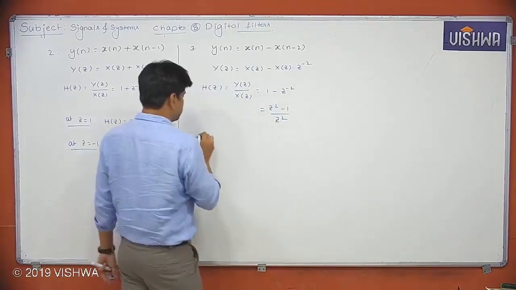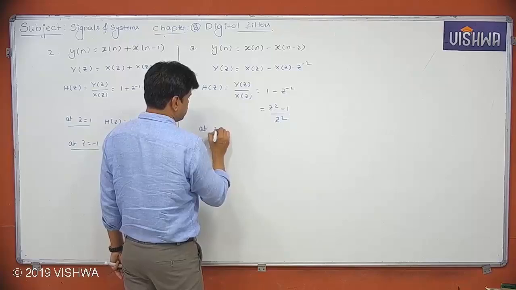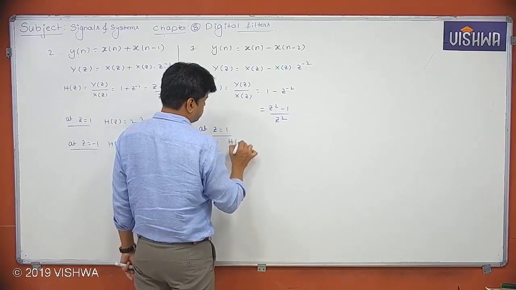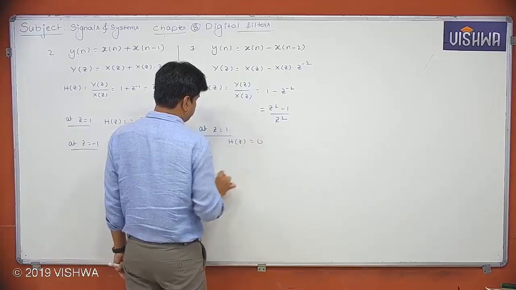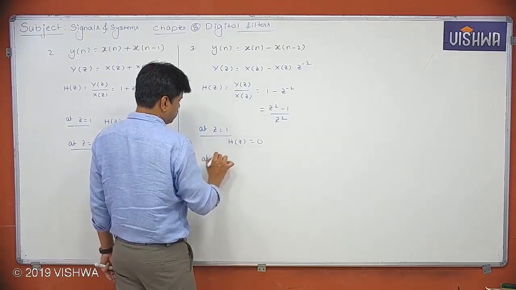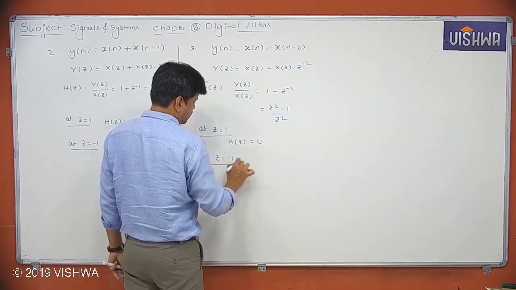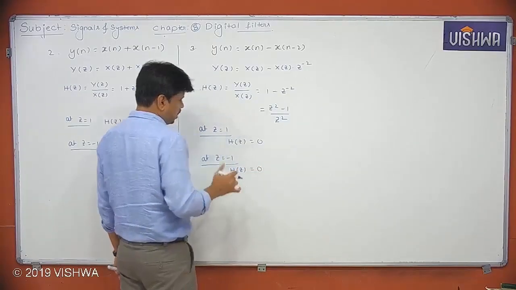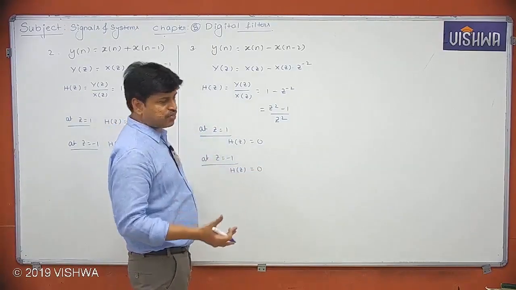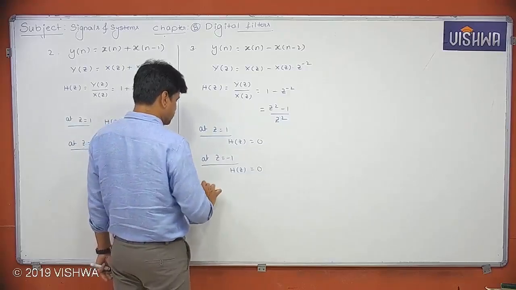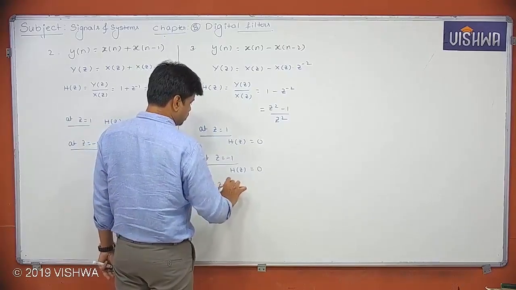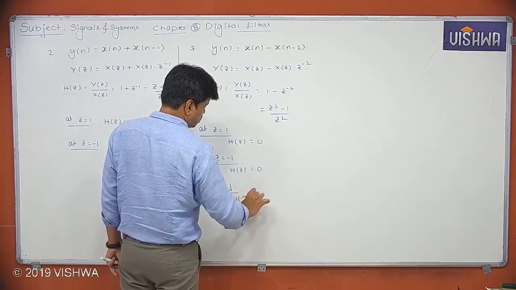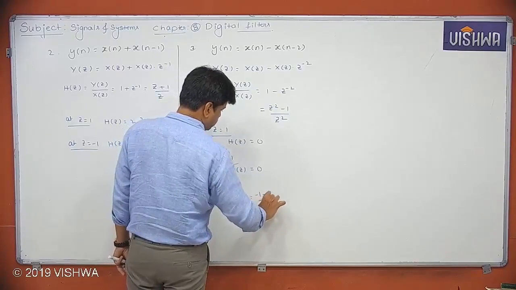So let's see one by one. At z is equal to 1, low frequency, what is H of z? That is 0. At z is equal to minus 1, that is high frequency, H of z is again 0. So at low frequency its value is equal to 0, at high frequency its value is equal to 0. In between, let's say at z is equal to j, the mid frequency, what is H of z? This is minus 2 by minus 1.